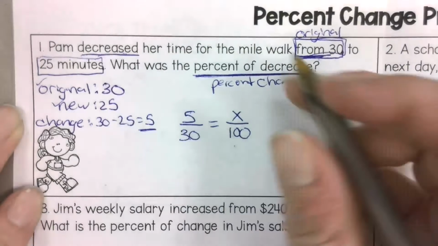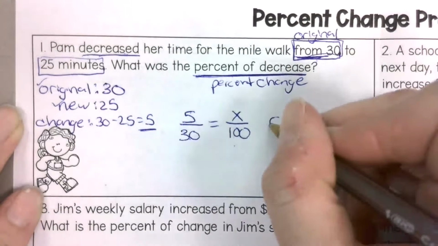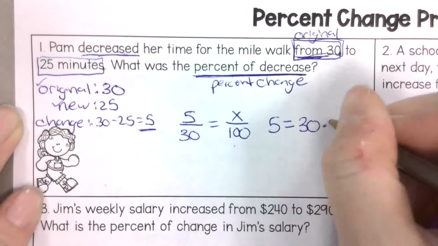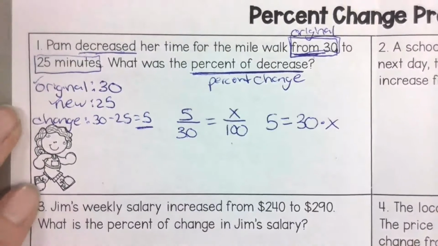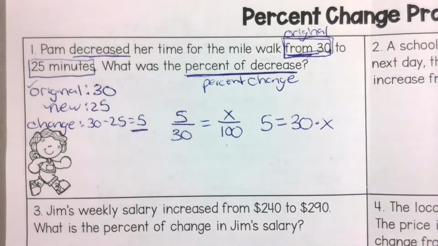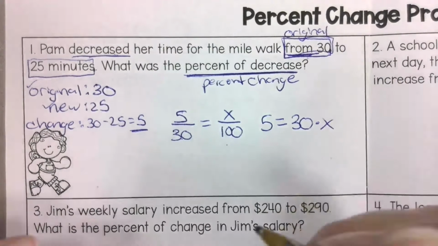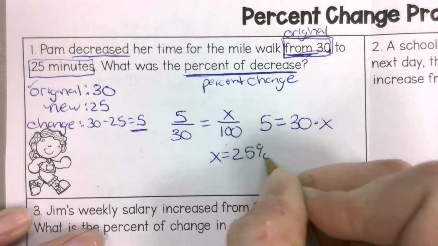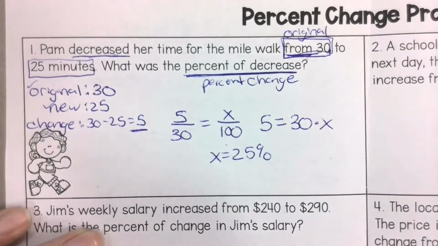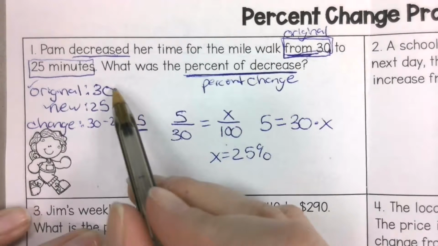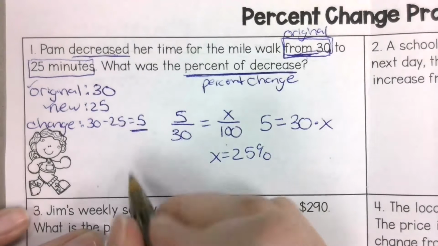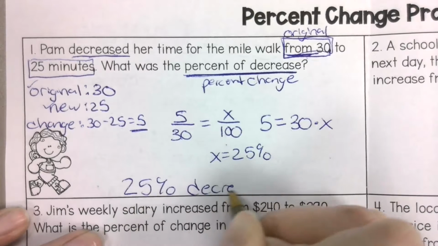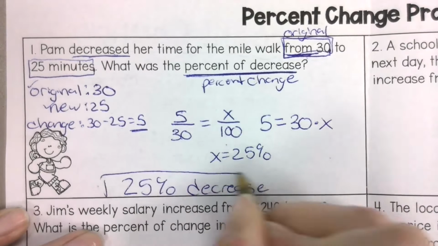When we're setting up our equation, again, the change is your part. So you have 5 equals your whole or original, 30, times x. When you solve out this equation, you get an answer of 25%. Now, is this an increase or decrease? 30 to 25. This is a decrease. So 25% decrease is your final answer.